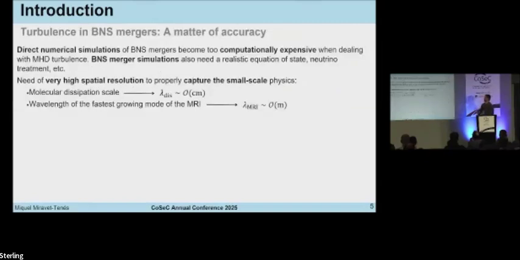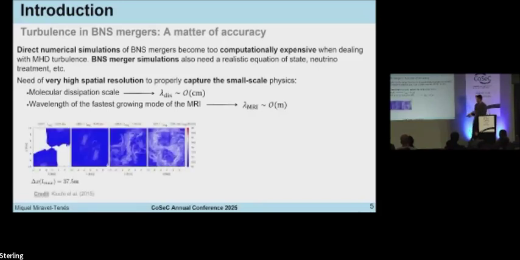So direct numerical simulations of BNS mergers become too computationally expensive when dealing with MHD turbulence. These simulations also need to account for neutrino treatment and a realistic equation of state. So we need a very high spatial resolution to properly capture the small-scale physics. As an example here, the molecular dissipation scale in this simulation is of the order of 2 centimeters, and the wavelength of the fastest growing mode of the MRI is of the order of meters. So we need to reach resolution of these scales in order to capture the proper physics.